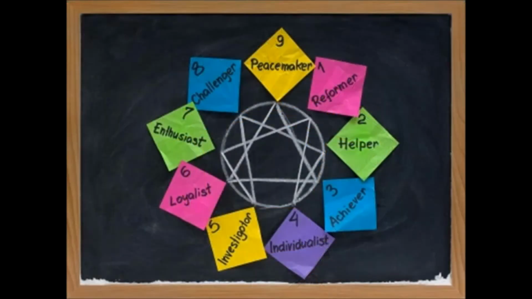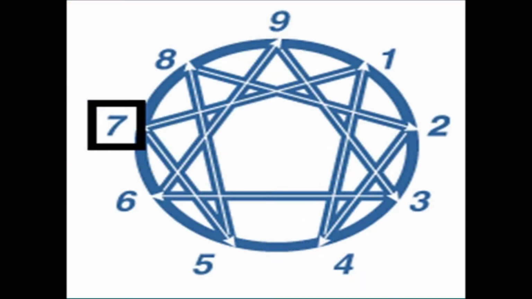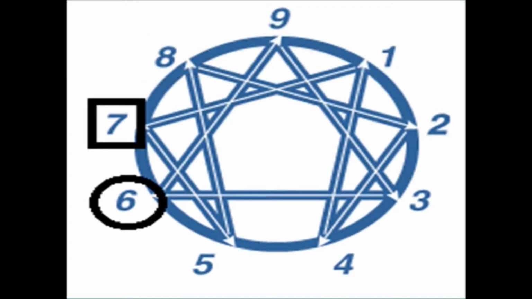Pick a number on the Enneagram. The number to the left or right of that number is a possible wing for that dominant personality. For example, let's look at the 7, the enthusiast. There are 2 possible wings for this number, the 6, the loyalist, or the 8, the challenger. If a person is a 7 and they feel that they show many personality traits of the 6, then that person is a 7 with a 6 wing.